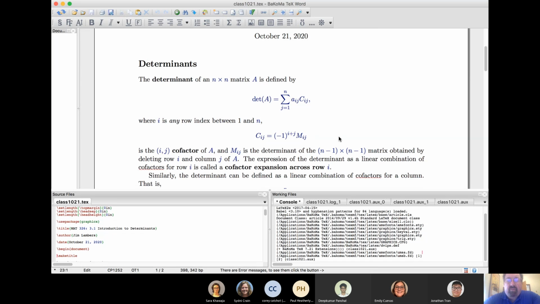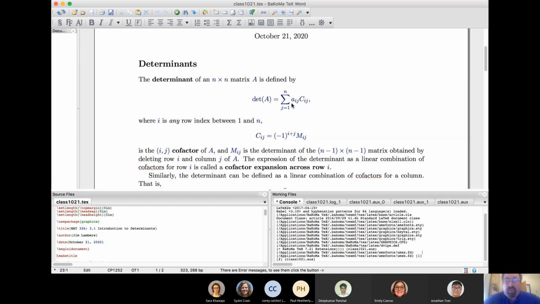So for a general definition of a determinant, it is only defined for square matrices. So we have an n by n matrix A, and a definition of the determinant is given by this formula here. Now this formula requires some deciphering so that you can carry it out for a given matrix. Notice I have this index i, which is any row index between 1 and n. So you can choose.